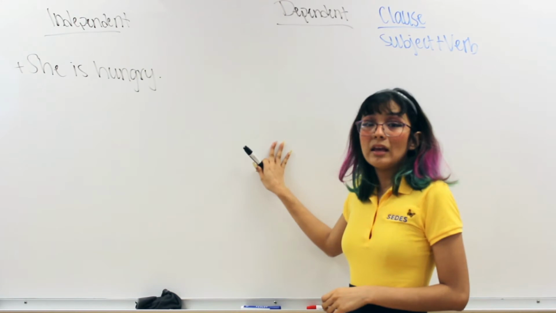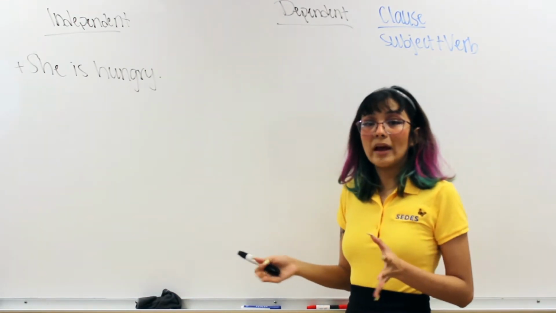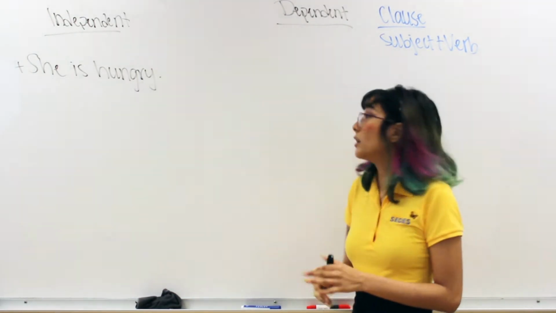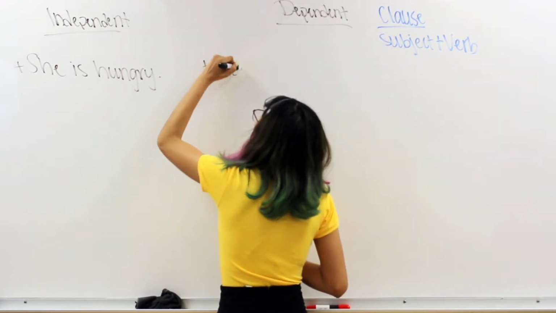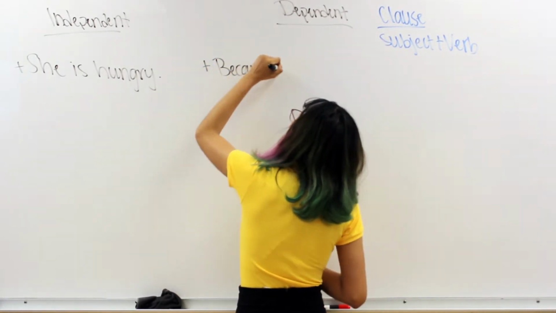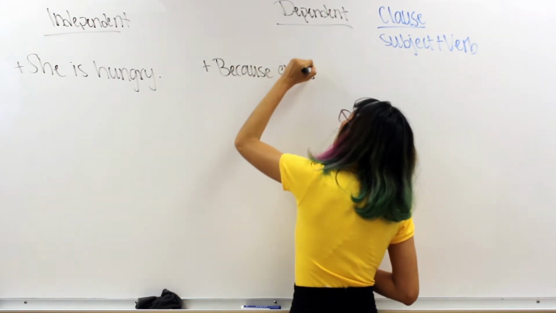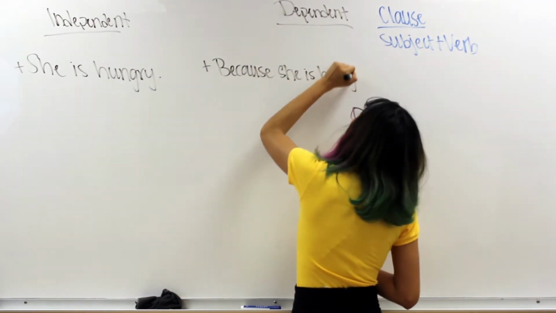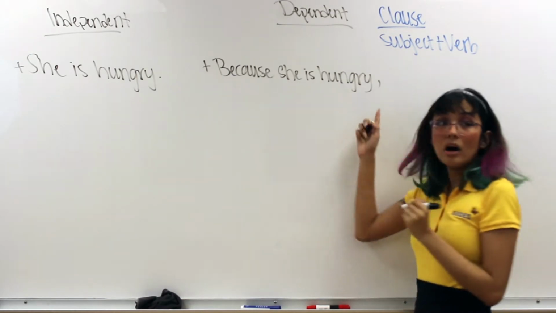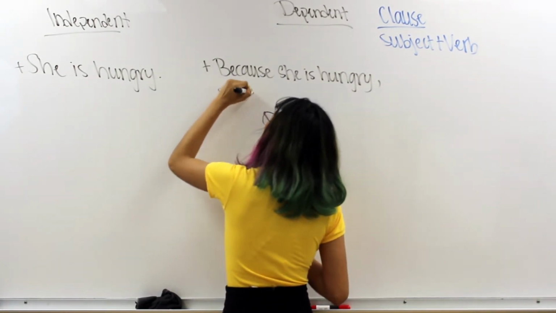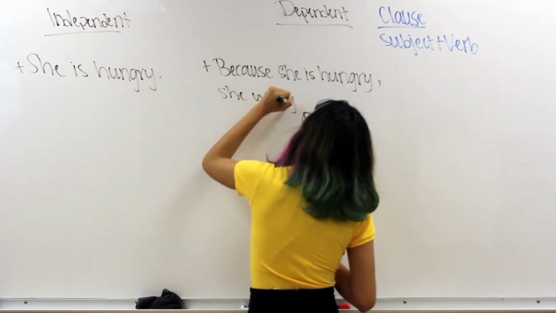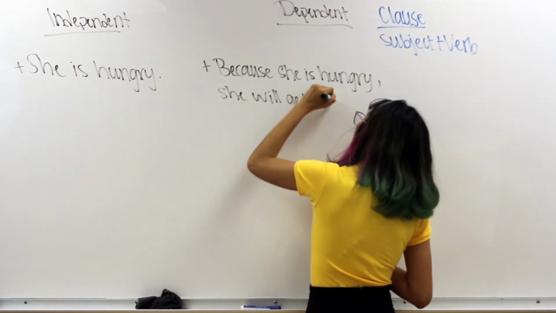For dependent, it cannot be that simple. You have to give it more support. So here, you can say, because she is hungry, comma, she will get food.